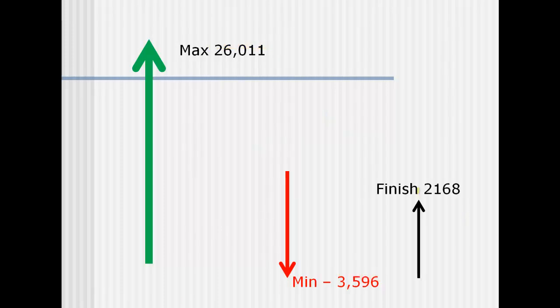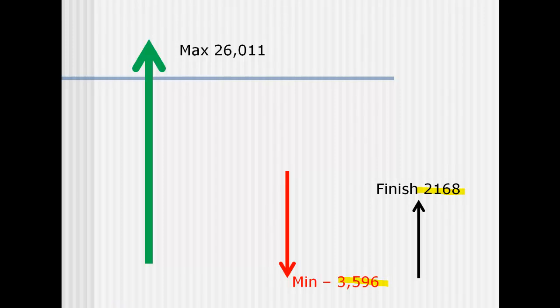So we have to take a look at the finish. And the finish is positive, so obviously at the end of the day, the sellers were trying to assert themselves, and the bulls were trying to overtake them. And they managed to overtake them to the tune of 2168. So they managed to pull up 2168 out of minus 3596.